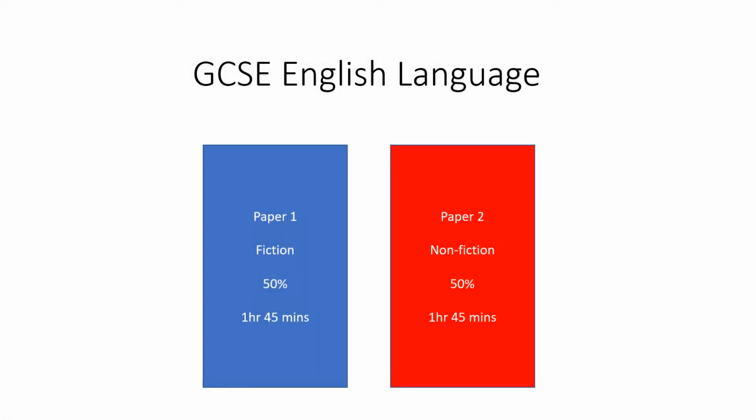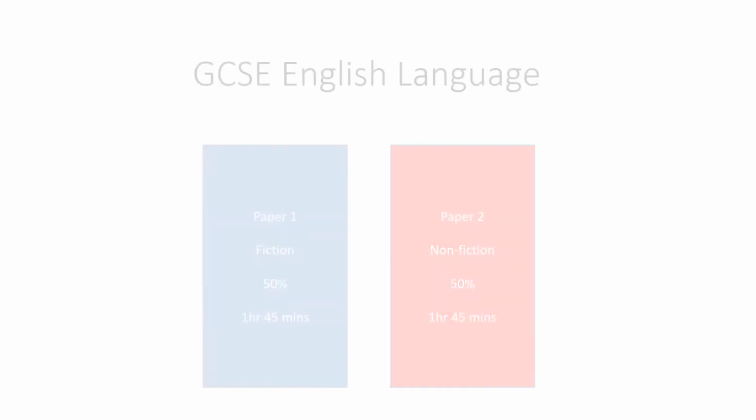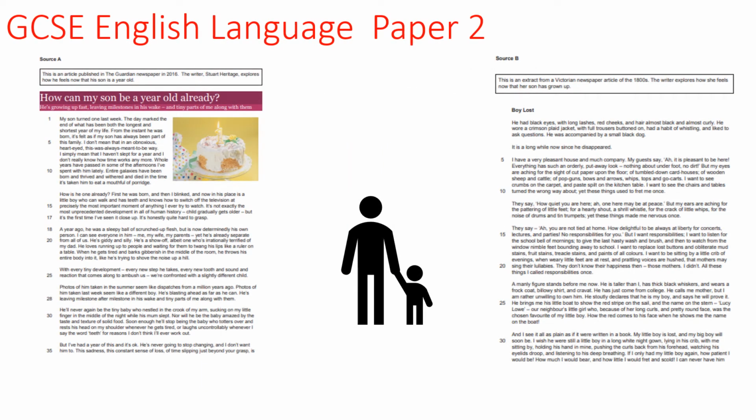Welcome to this video on paper 2, question 4. Paper 2 is the non-fiction paper, which is 50% of your overall GCSE. Okay, quick recap on the paper itself. It's two pieces of non-fiction, one usually from a modern writer and one taken from over 50 or 100 years ago, and both writers are writing about a topic, and we see their different viewpoints on that particular topic.